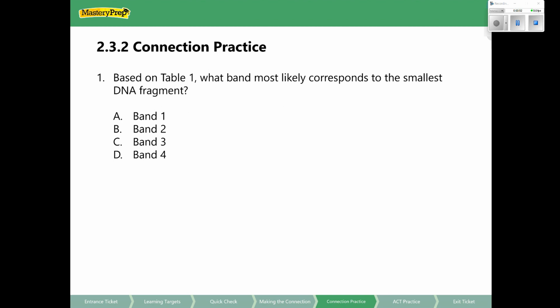Now go on and answer the question. So now we need to determine if it's A, B, C, or D.